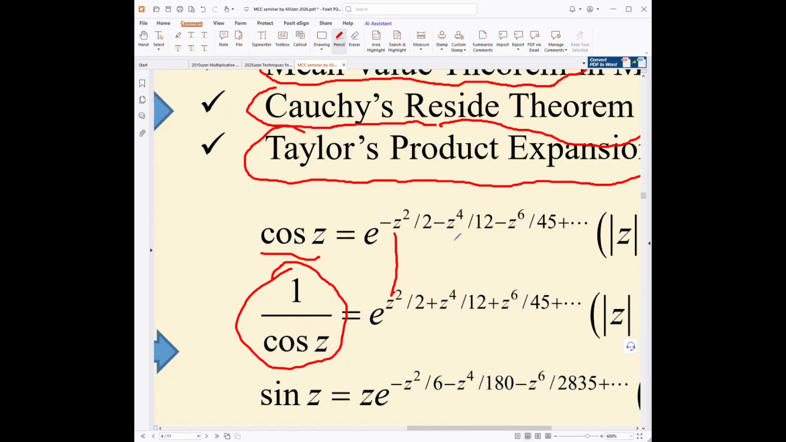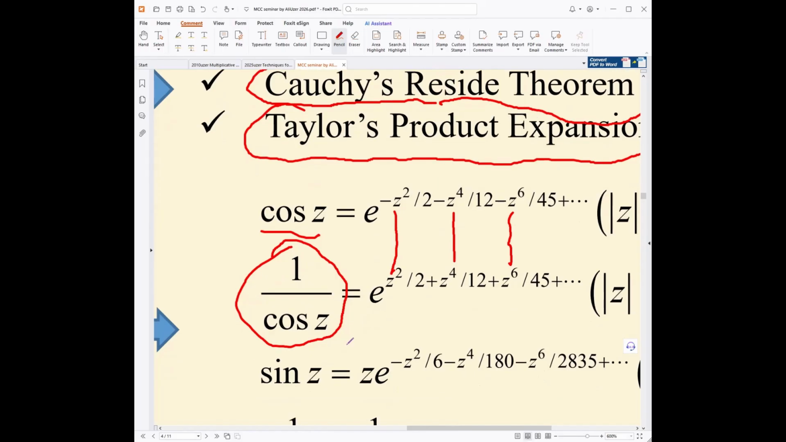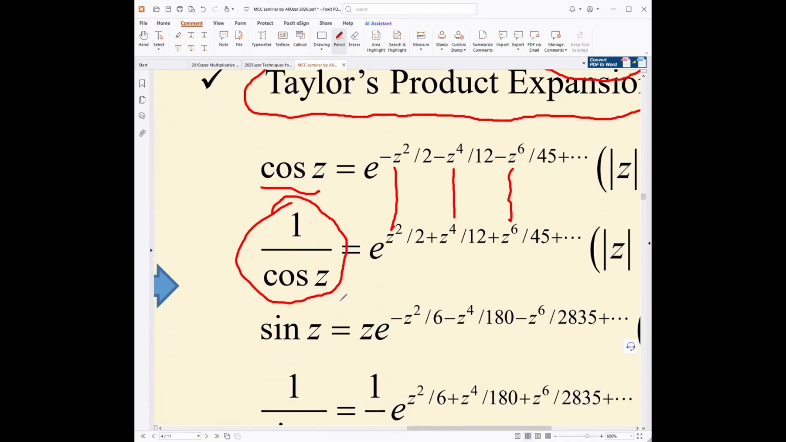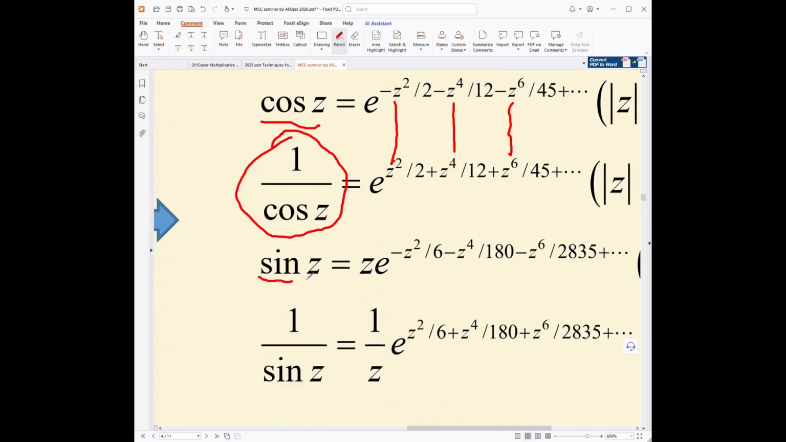This Taylor product expansion of this 1 over cosine would be automatically equal to the negative of the previous one. You see here, instead of negative signatures, since 1 over cosine z is the multiplicative inverse of the cosine function, it will be very simple to deduce the Taylor product expansion of 1 over cosine function.